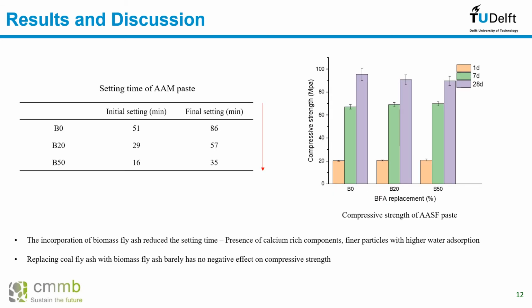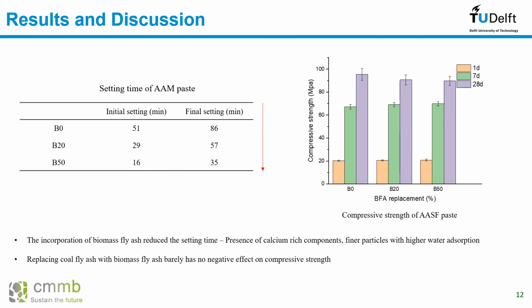And as for the setting time, you can see that with the incorporation of the biomass fly ash, both initial and final setting decreased. This is because the biomass fly ash contains a lot of calcium, especially lime, which will accelerate the reaction. And also the biomass fly ash contains finer particles. And if you see the morphology of it, it has more irregular particles with porous structures, which also will absorb a lot of water and reduce the water-to-binder ratio actually.